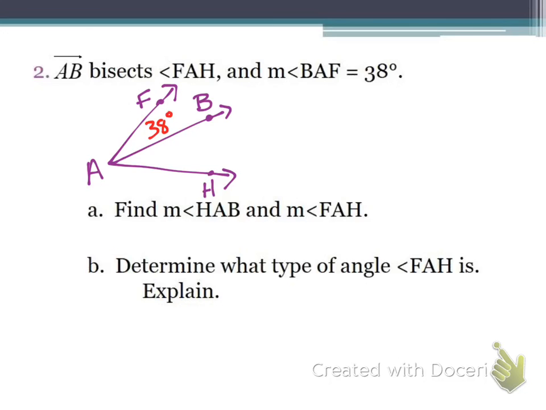Then, part A asks us to find the measure of angle HAB and angle FAH. Angle HAB. Brandon, do you have a question or are you answering? What is it? It's 38. We were told that it gets bisected, so that means those two pieces have to be the same. So the measure of angle HAB is also equal to 38 degrees.